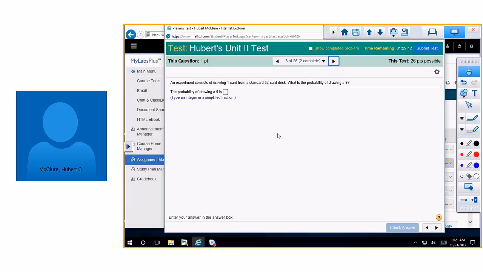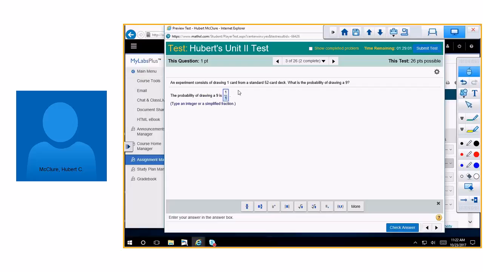Okay, an experiment consists of drawing one card from a standard 52 card deck. What is the probability of drawing a 9? Now the only thing, remember what I told you about probability. It doesn't take into effect your math skills. It takes into effect your what skills? Reading. All right? 2 parts of reading. Read the question and read the directions on how to type in your answer. It says type as an integer or simplified fraction. So that'd be 4 over 52, which would be 1 divided by 13.